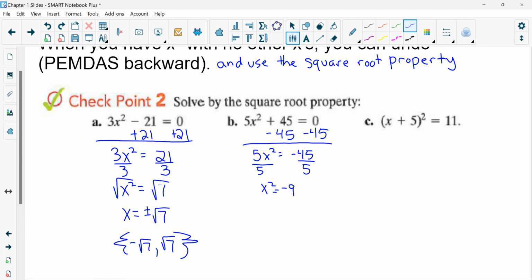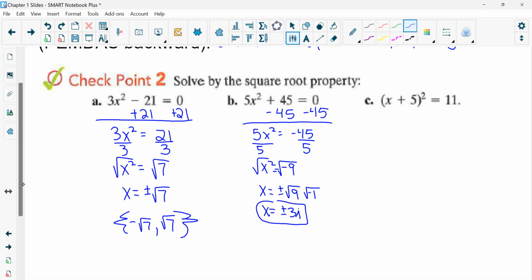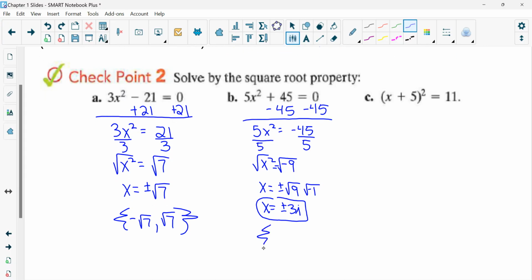And then to undo that, we would take the square root of both sides. And again, we can simplify this now. We would think of it as plus or minus the square root of 9 times the square root of negative 1. And so square root of 9 would be 3, so we'd have plus or minus 3, and the square root of negative 1 is i. And again, as this solution set, that's really two answers, negative 3i and then positive 3i.